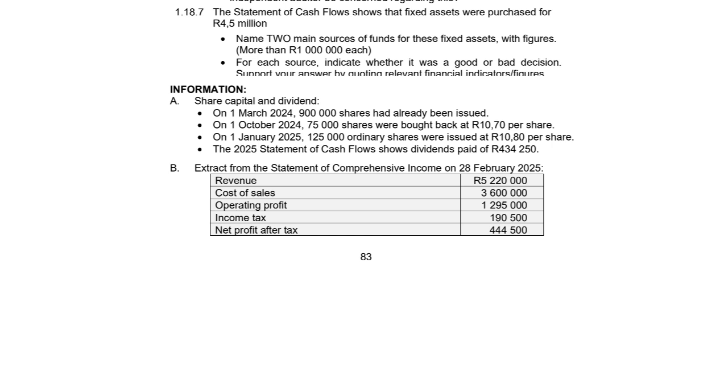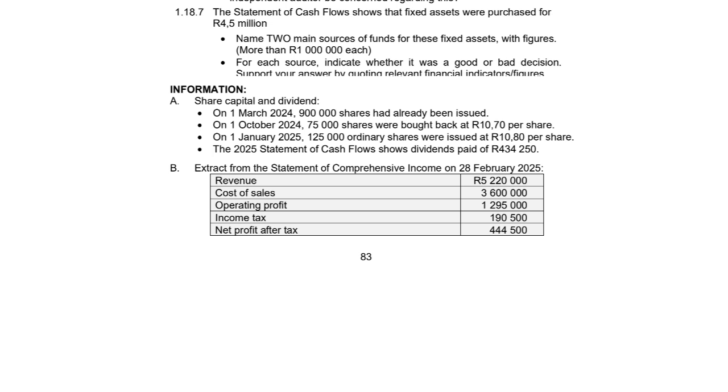1.18.7. The statement of cash flows shows that fixed assets were purchased for 4.5 million rand. Name 2 main sources of funds for these fixed assets with figures more than R1 million each. For each source, indicate whether it was a good or bad decision. Support your answer by quoting relevant financial indicators or figures.